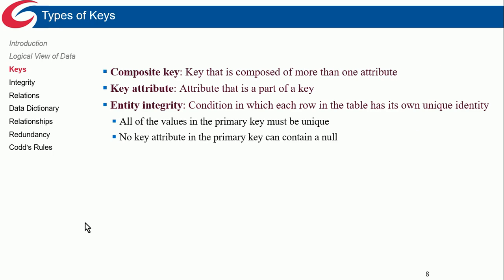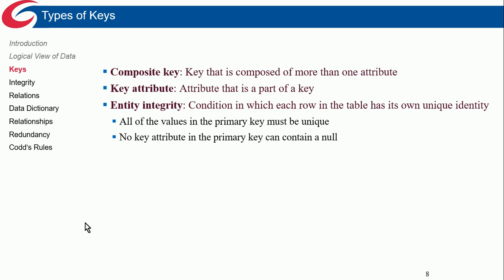So a composite key is when our key that identifies a record is made up of multiple attributes. So when you have multiple attributes to identify a record, that's considered a composite key. A key attribute is an attribute that is part of a key. So any attribute that is part of that composite key would be a key attribute. You don't always have to have composite keys. In fact, it's more common to have a single attribute that is a key. So it's both the key attribute and the primary key.